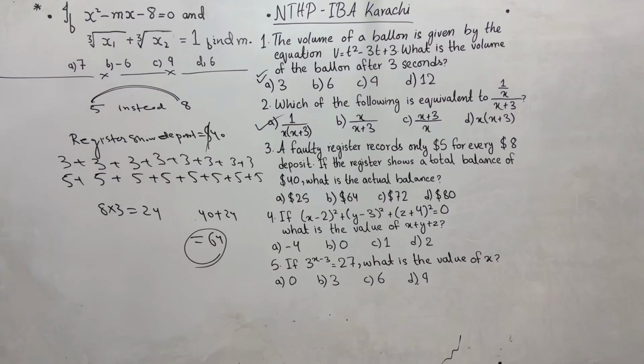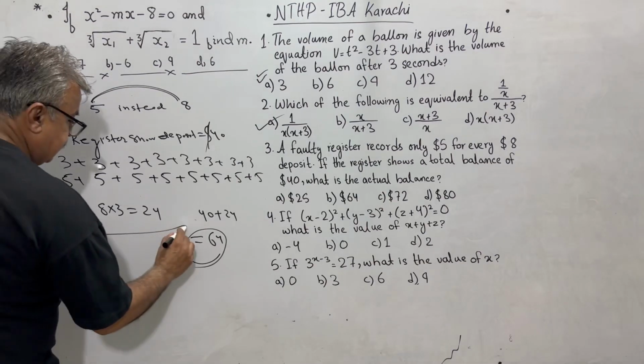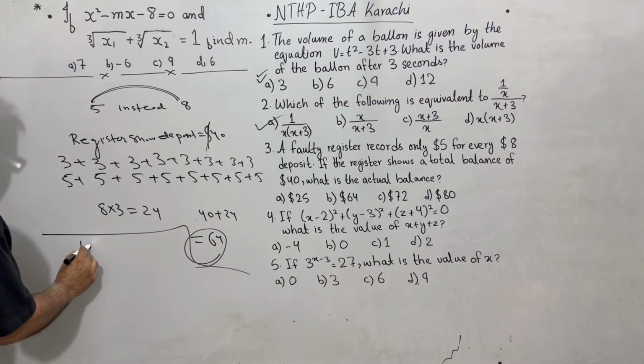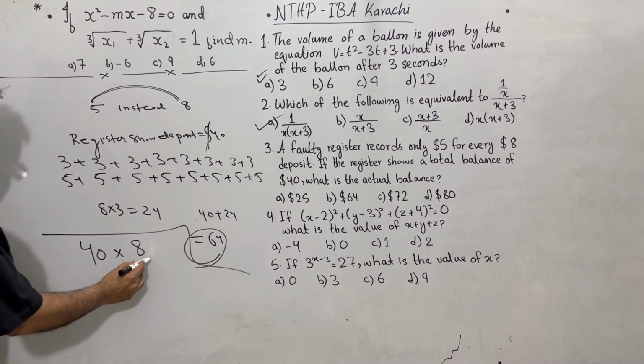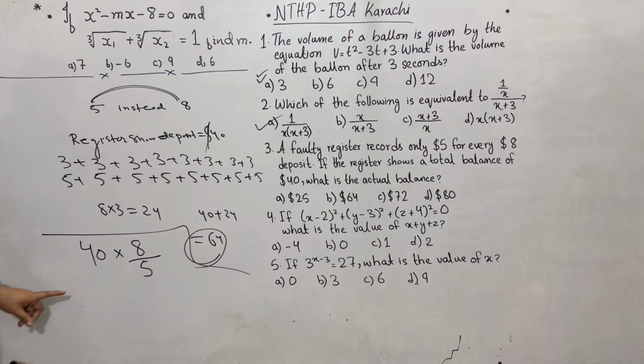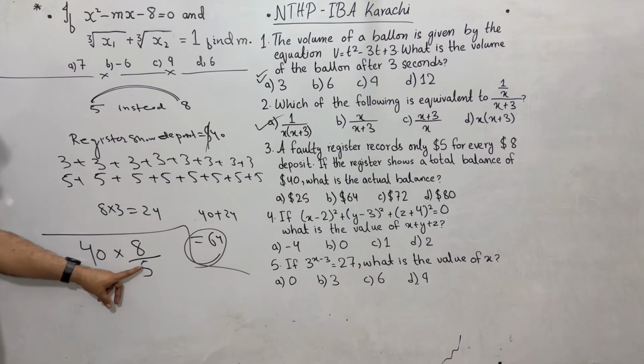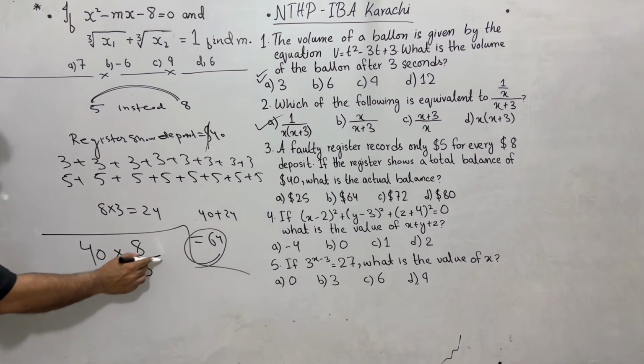That is simple. Or another method in that case: 40 is the deposit. Our actual calculation is $8 for every 5. That is the actual calculation. That's faulty. Just remove the faulty.